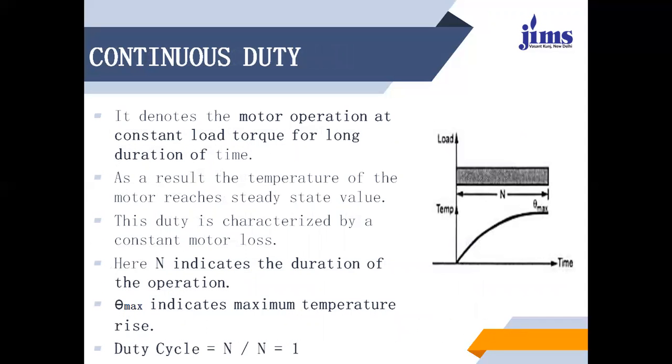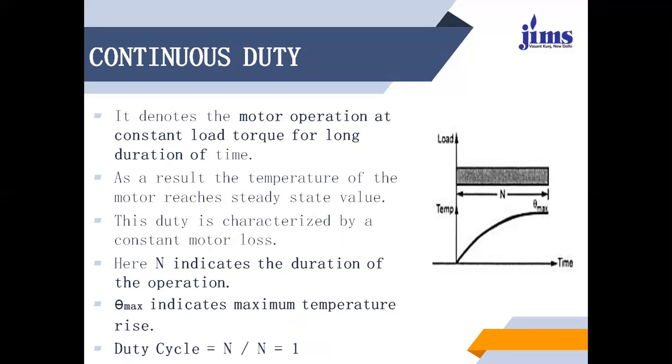Now we will start with the continuous duty operation. It denotes the motor operation at constant load torque for a long duration of time. As per the diagram, there is a constant load maintained, and the temperature versus time curve we are forming will vary from this to this. The load is given as a constant parameter. As a result, the temperature of the motor reaches a steady state value.